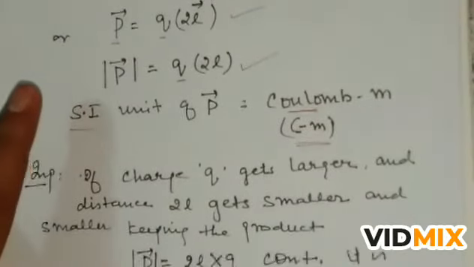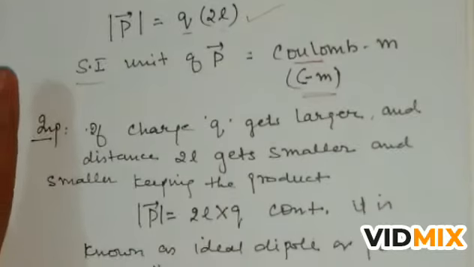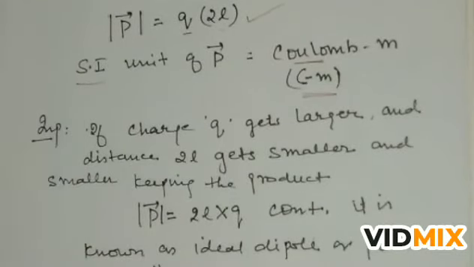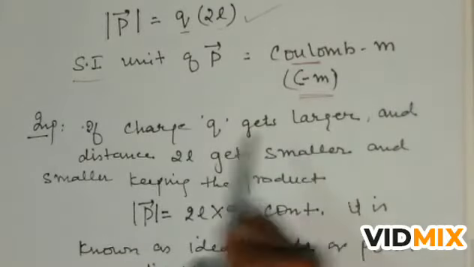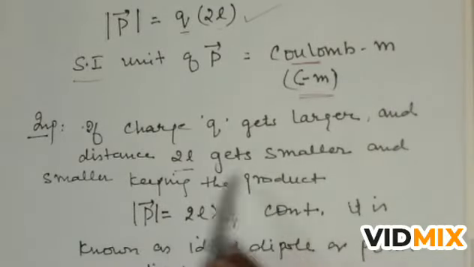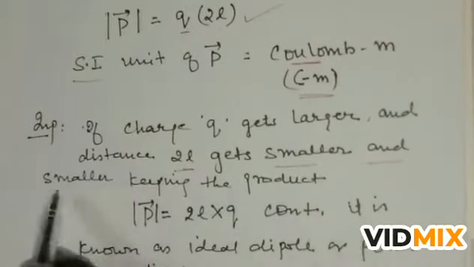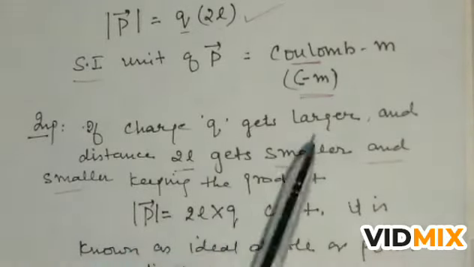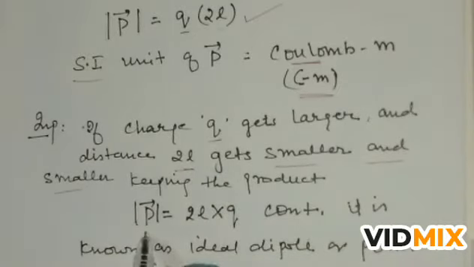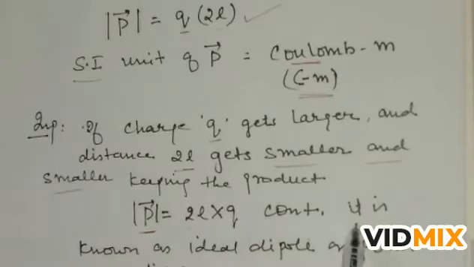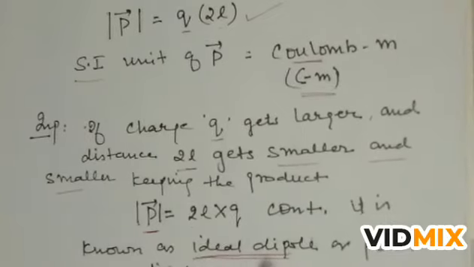Now, what is an ideal dipole? Sometimes the question is there, what is ideal dipole? So for ideal dipole, the charge Q gets larger, and the distance 2L gets smaller and smaller, meaning the distance between the two is made very small and the value of charge Q is made large, keeping the product constant, meaning this will remain constant. In this situation, we are getting a dipole which is an ideal dipole.